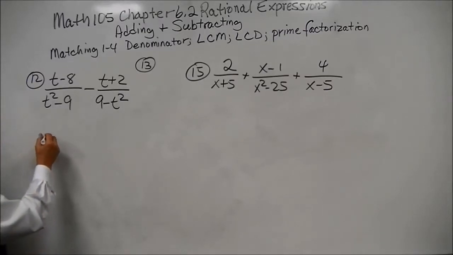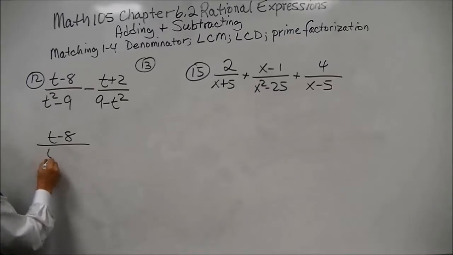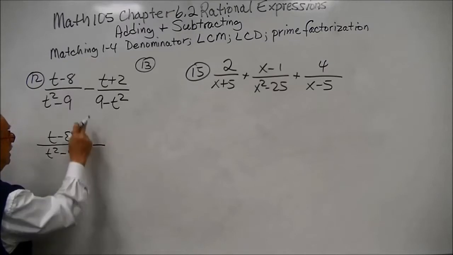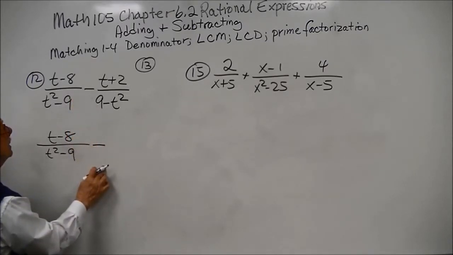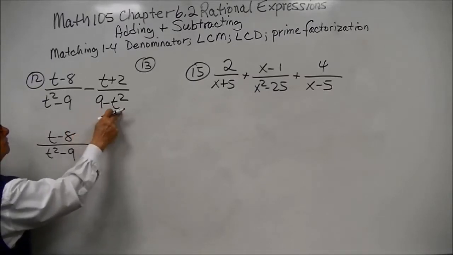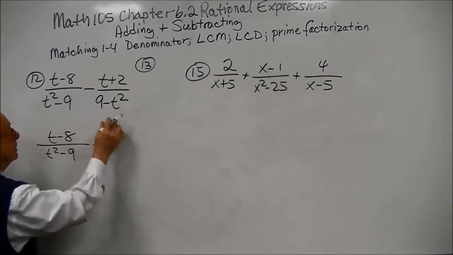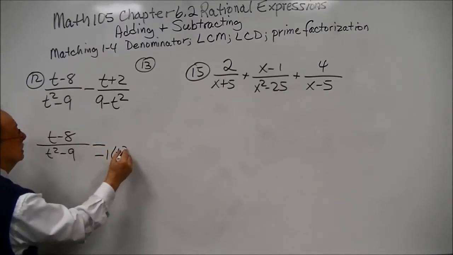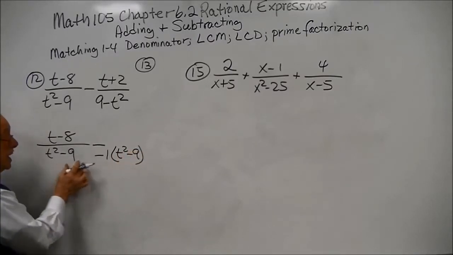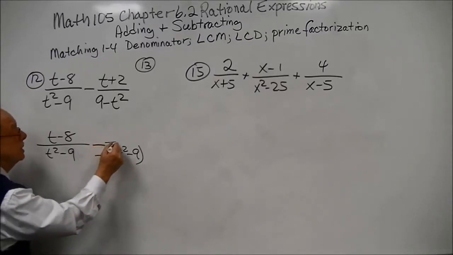Well, let's write this one again. So it's t minus 8 over t squared minus 9. Now right now there's a negative there. But if I pull a negative 1 out of this, it becomes this, negative 1, and I switch them around. I end up with the same denominator, but I had to take out that negative 1.